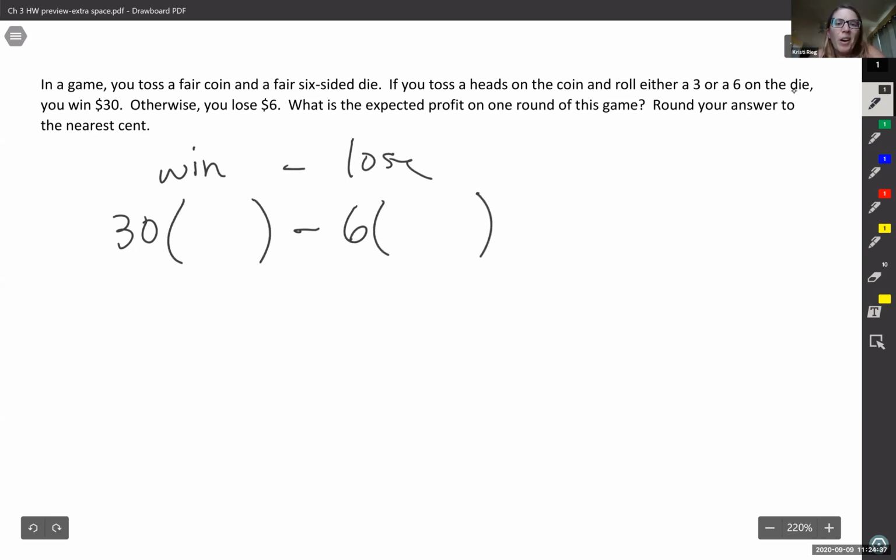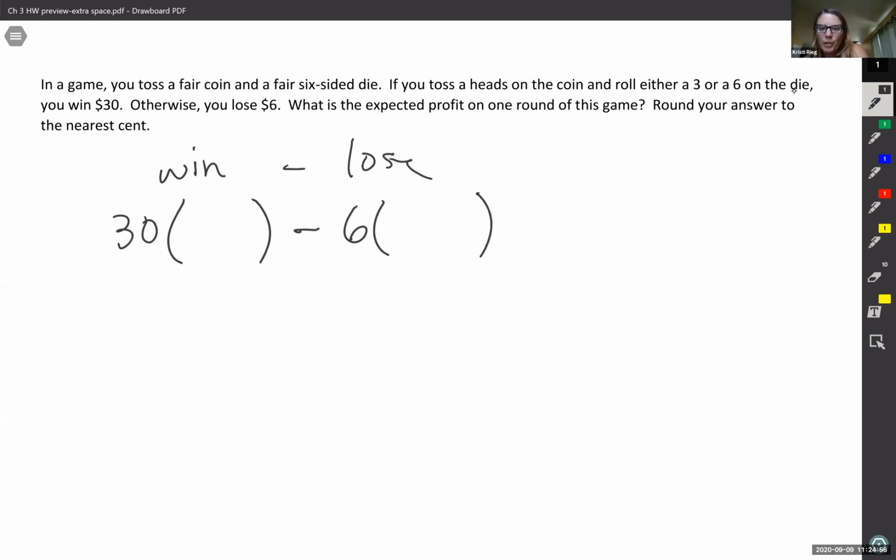We just have to figure out the probability. I'm not going to figure out the probability of "otherwise." That doesn't really mean anything. So I'm going to find the probability of tossing heads on a coin and rolling either a 3 or a 6 on the die, and then I will factor in everything else into that second fraction.